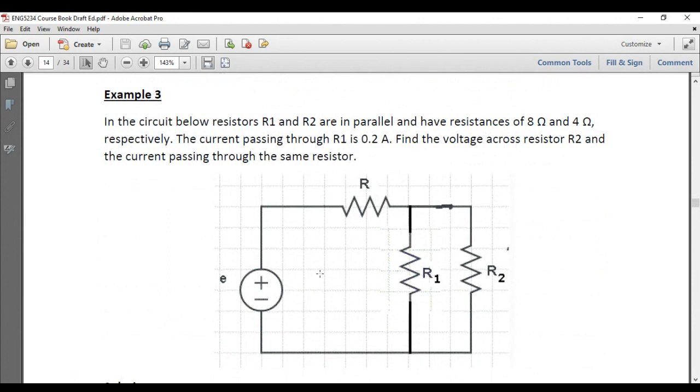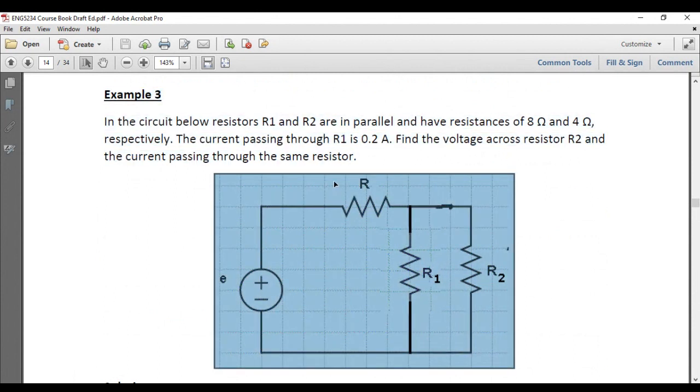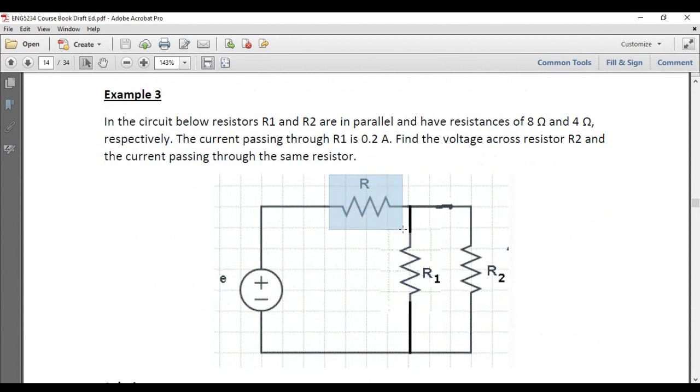Now the third circuit is a little bit complicated because it is a combination circuit. It's not a simple series circuit and not a simple parallel circuit. It's a combination circuit. Combination means these two resistors are in parallel to each other, while this resistor sitting here is in series with the battery, the voltage supply.